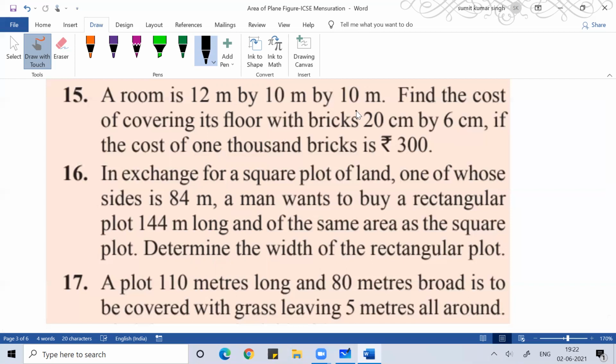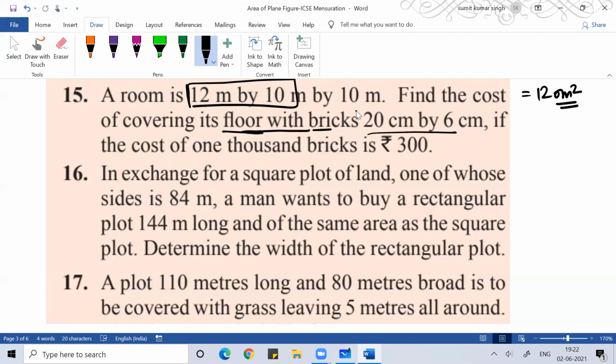Sir, is it 3,000 rupees? Very good. That's a good question. So they are talking about covering the floor. Yes, sir. So you don't really need to take the last by 10 meters for now. We just need area of the floor. Yes, sir. Area of floor is 120. So that'll be 120. And then brick is 20 centimeters. So I just converted that into meter.